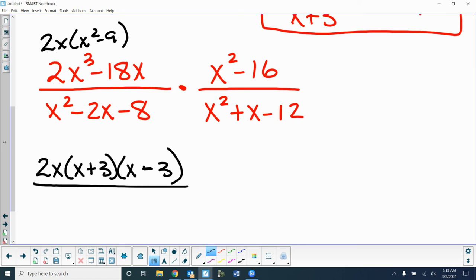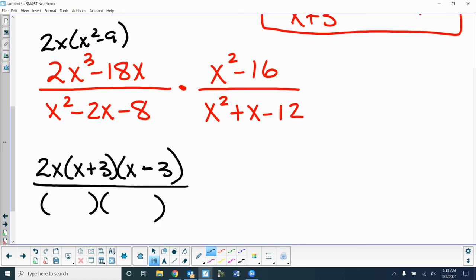How do you get that? Well, 18 has a 2, and this has got x cubed and x, so 2x is in both, right? That's where the 2x came from. And 2x cubed divided by 2x is a 1x squared. And negative 18x divided by 2x is a negative 9.